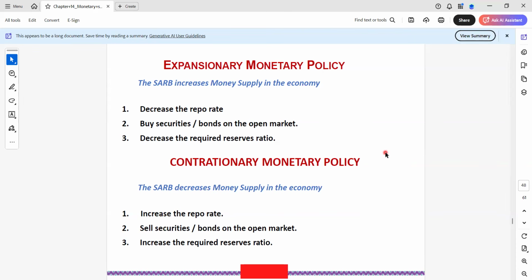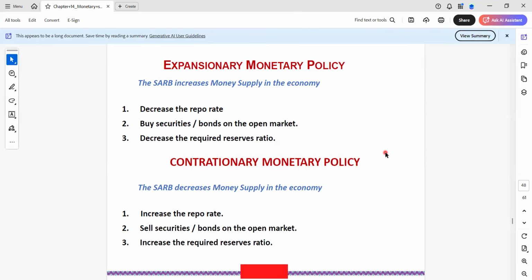We can decrease the repo rate. If the South African Reserve Bank decreases the repo rate, what is going to happen? The commercial banks will decrease the interest rate. If they decrease the interest rate, people are going to do what? To borrow more money. More jobs will be created because some people don't have money to start these jobs. They can only start them by doing what? By taking out a loan and then creating a job, right?